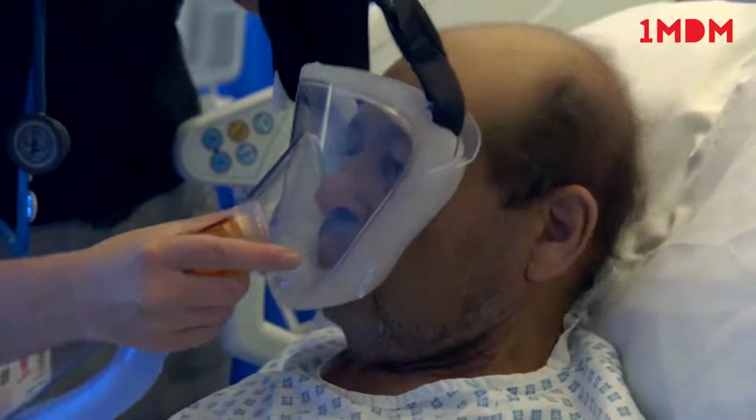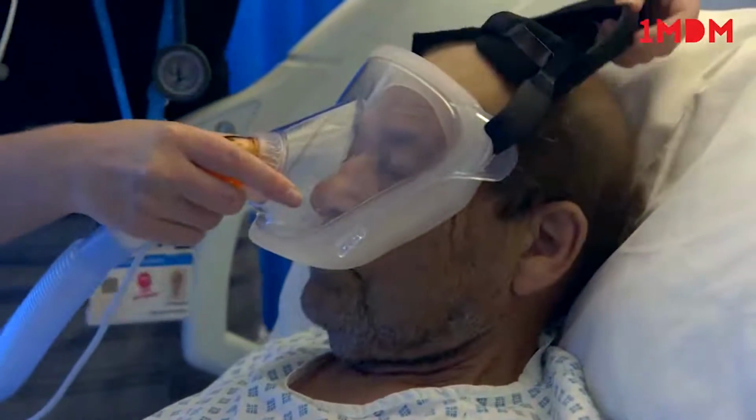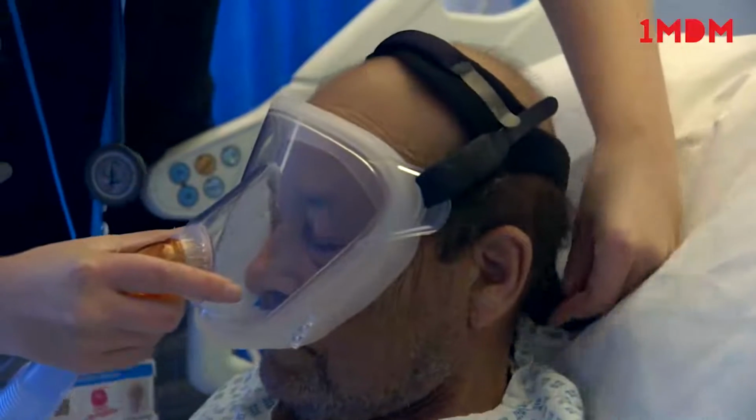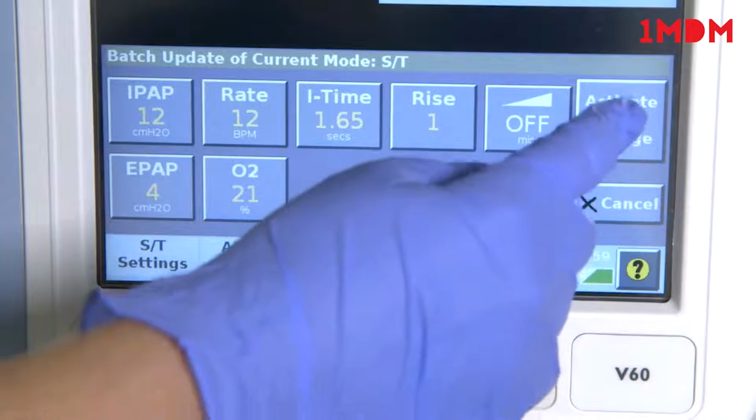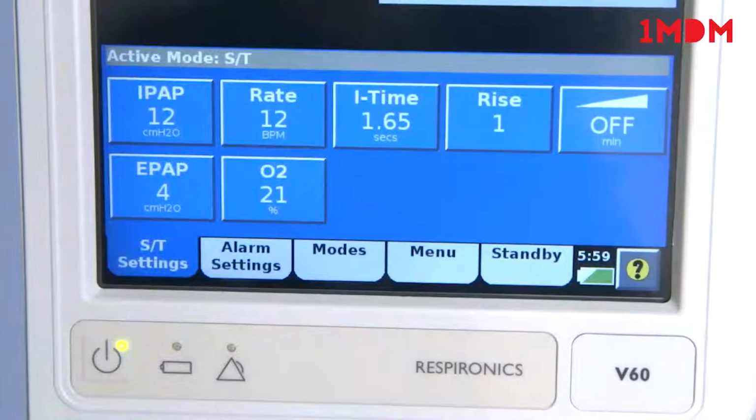This is because patients tend to have a higher work of breathing when they are initially started on NIV. Once the patient is settled on NIV, you may need to change the rise time. Once you have set the machine on the starting settings, activate ST mode. It is now time to fit the mask to the patient.